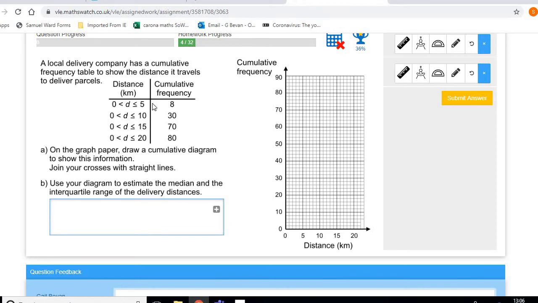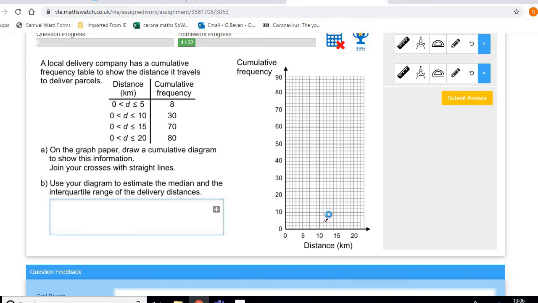Okay, so basically there are 8 parcel deliveries up to 5 kilometers, 30 up to 10 kilometers, and so on, 70 up to 15 kilometers. So your first pair of coordinates would be 5, 8. So you go to 5 and up to 8. I think in this particular graph, every square is 2.